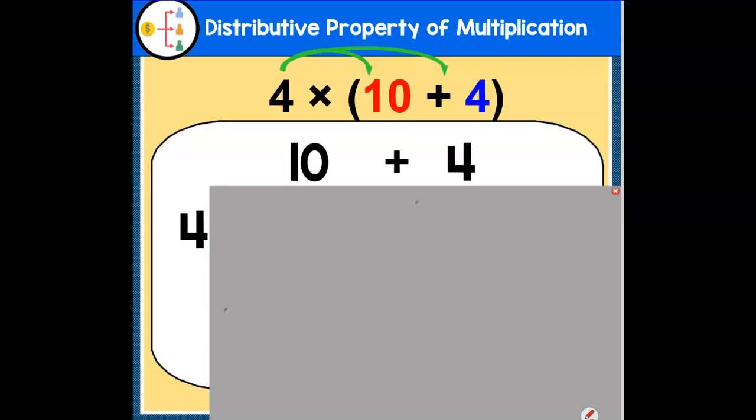Another way I could decompose this problem is I could do 4 times 10 plus 4 in parentheses. So write down your problem and then solve it on your paper or on your whiteboard.